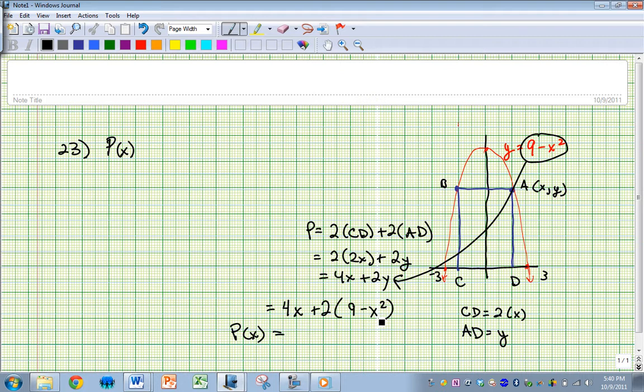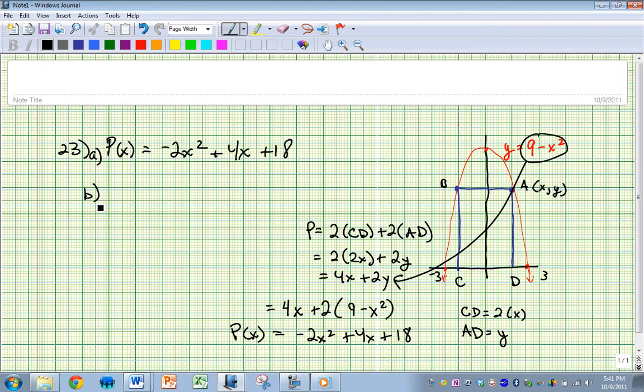I may write this in standard form as negative 2x squared plus 4x plus 18. So that's my answer for A. I have negative 2x squared plus 4x plus 18. That's my part A. Part B, again, is taking a look at our situation. It asks what is the domain of the perimeter function.